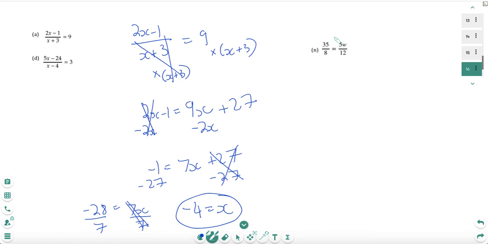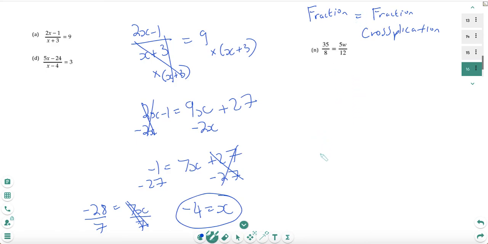Now, you have 35 over 8 is equal to 5w over 12. Whenever you have a fraction equal to another fraction, we can do something called cross multiplication. Okay, it's a little trick. Let me show you how it works.